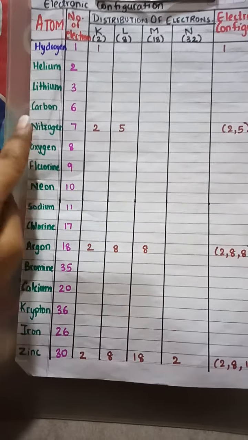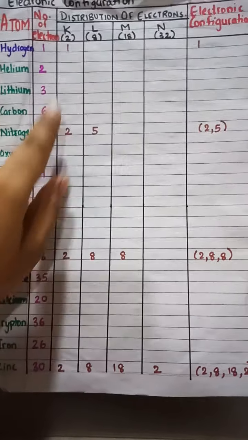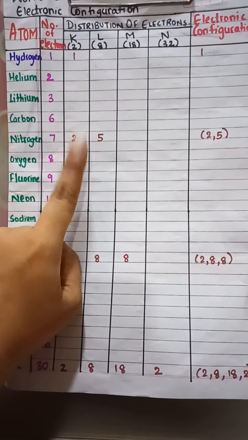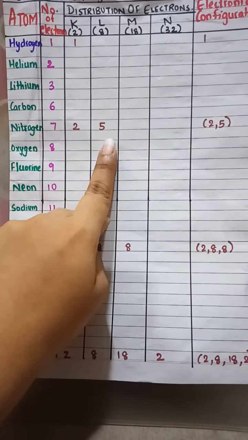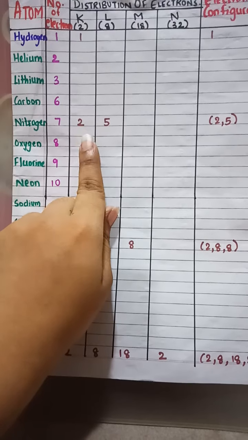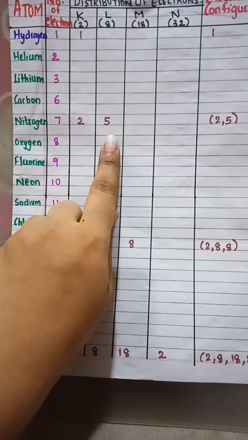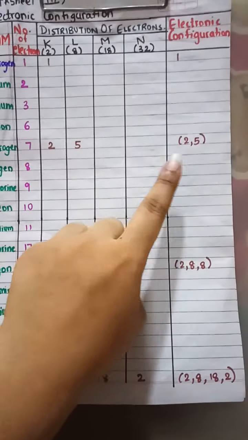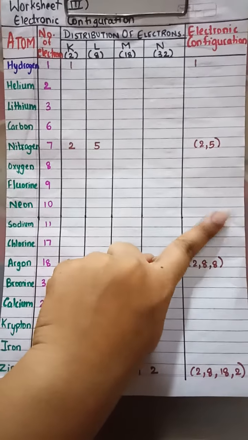Let's take the example of nitrogen. There are 7 total electrons. The capacity of the K shell is 2. Therefore, 2 will be filled first. The next is the L shell. The capacity of it is 8 maximum. But right now, my two electrons are already used, so my remaining electrons will move to the next shell. Hence, it is 5. So, my electronic configuration over here will be 2, 5.